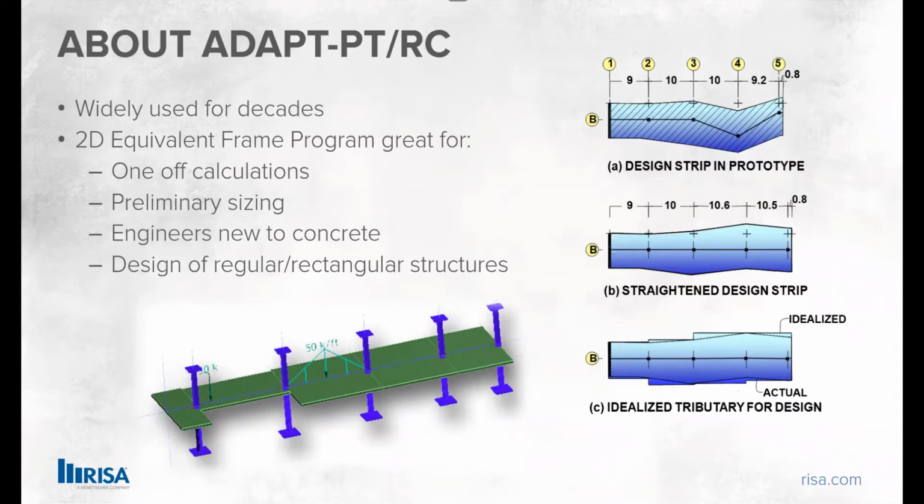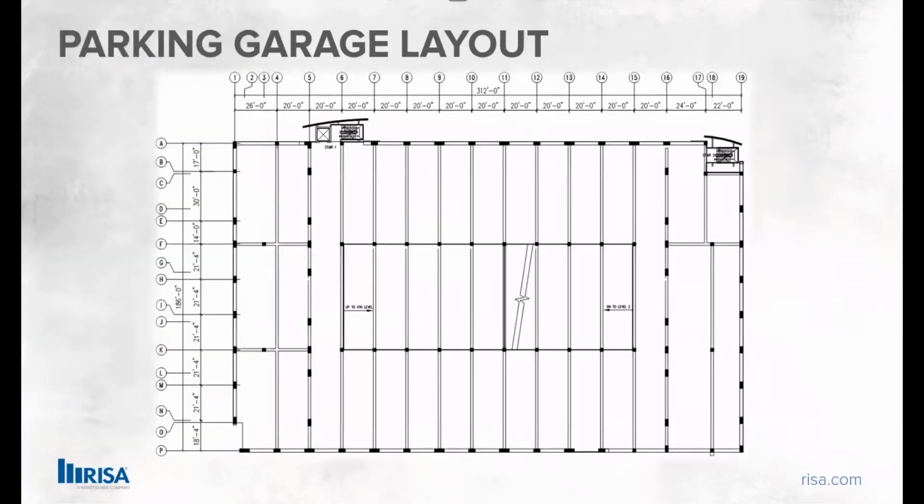Now, while you can use ADAPT-PTRC to design some moderately complex building geometry, it really is best suited for regular and rectangular geometry, such as a parking garage, which is what we're going to be looking at today. For our parking garage, we have a one-way slab system with beams supported by columns. We're going to assume that both the slab and beams are post-tensioned. This will allow us to use shallower depths while still maintaining the large spans that you see here, which is usually what you want for a parking structure.